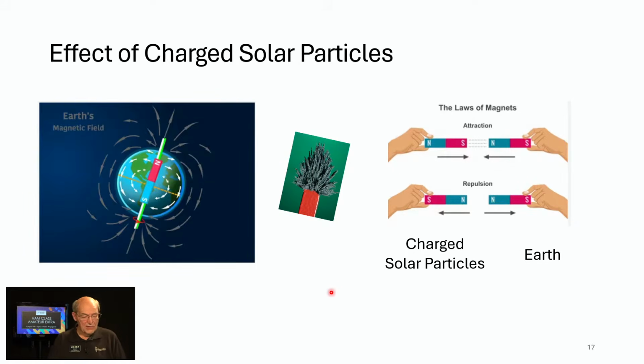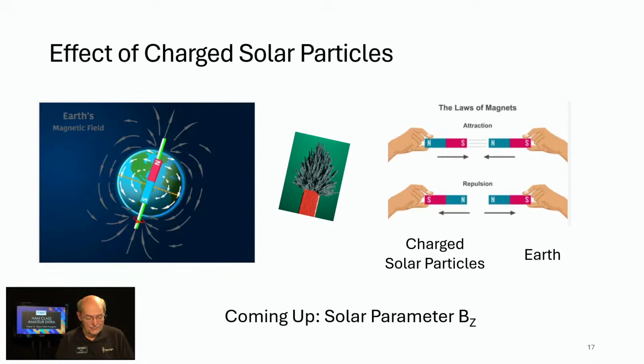So depending upon the magnetic orientation of the particles coming in from the sun, we're going to have an attraction effect or a repulsion effect. The solar parameter that describes that is called B sub z, which we're going to get into in a little more detail. So the repulsion orientation works toward canceling the Earth's magnetic field and negatively affects propagation. We'll see that coming up. The solar parameter B sub z.